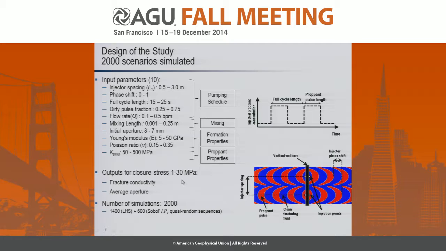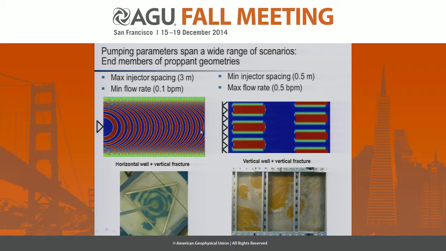And by varying the spacing between the injection points and the timing of the oscillation between the clean and dirty slugs, we found that we actually captured a range of geometries of proppant placement that were representative of both vertical and horizontal well configurations. So on the left, for example, I'm showing the geometry our model produces in the limit as we have increased large spacing between the injection points, and you tend to get much more of this concentric circle kind of arrangement of the proppant, reminiscent of the lab scale testing that we saw in Novosibirsk, and for the horizontal well intersecting a vertical fracture.